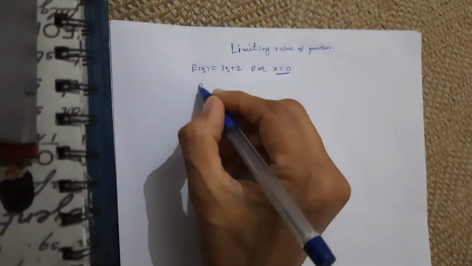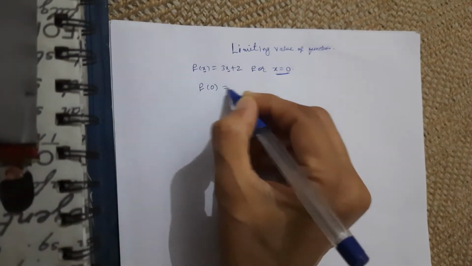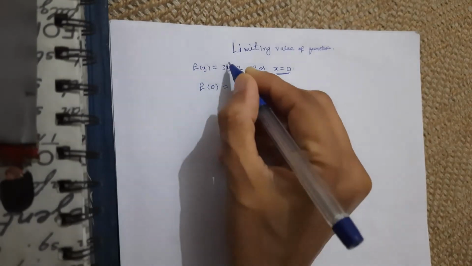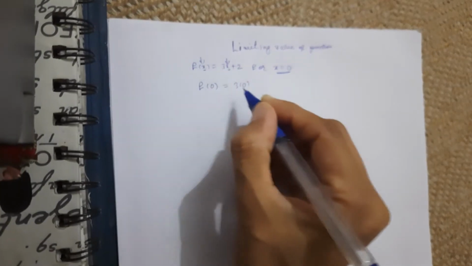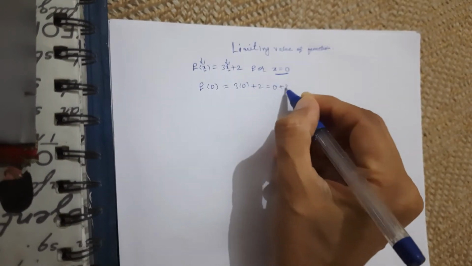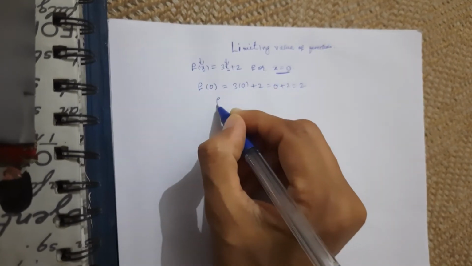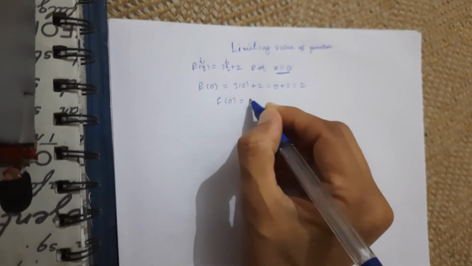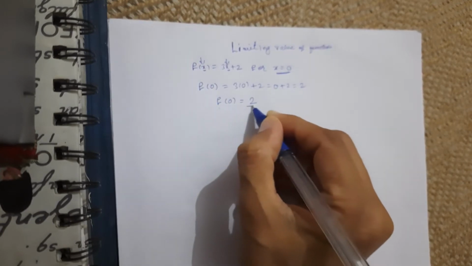So here we will get f of 0 equal to 3 into 0, I replace this x with 0, 3 into 0 plus 2, which equals 0 plus 2, that is equal to 2. So the value of the function I got here is f of 0 equal to 2.